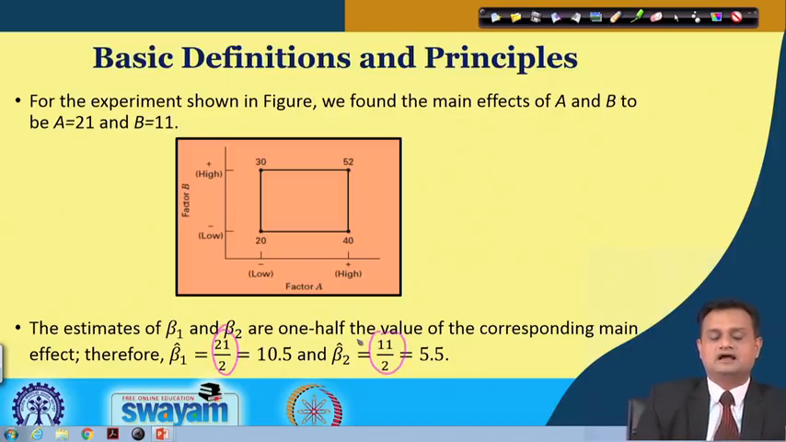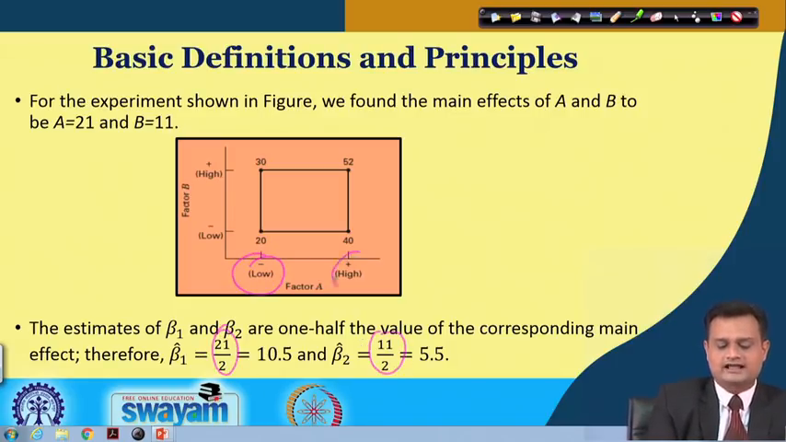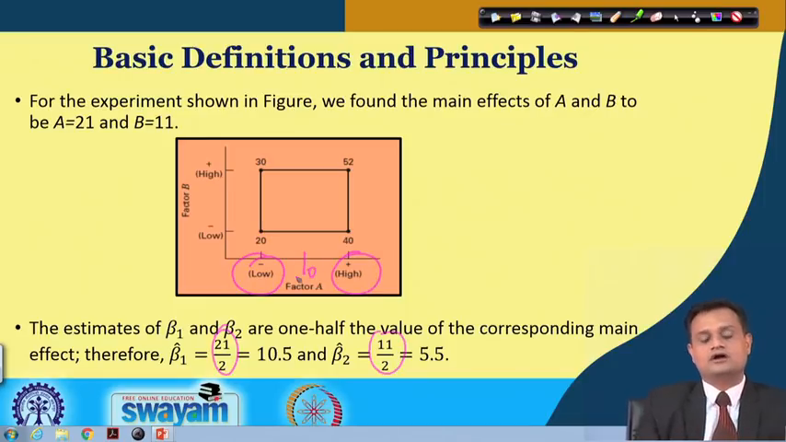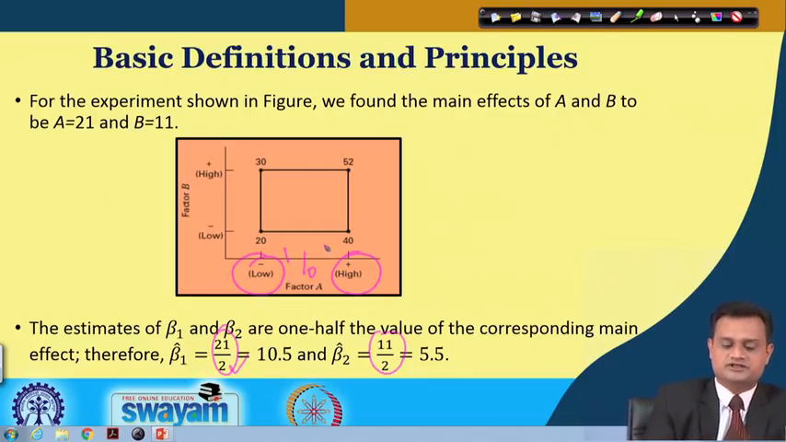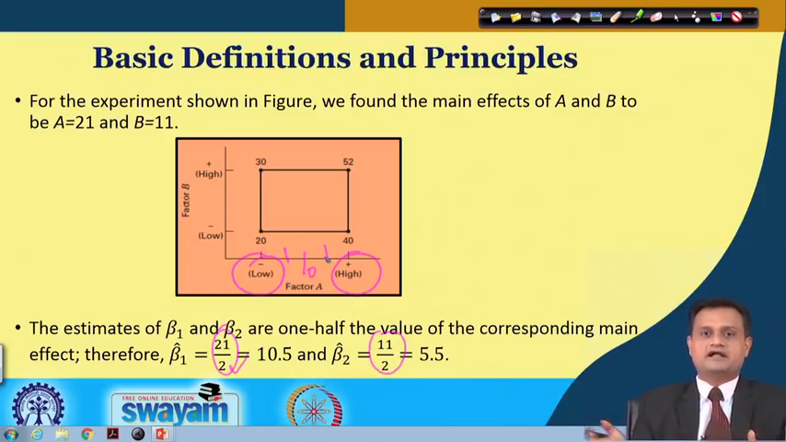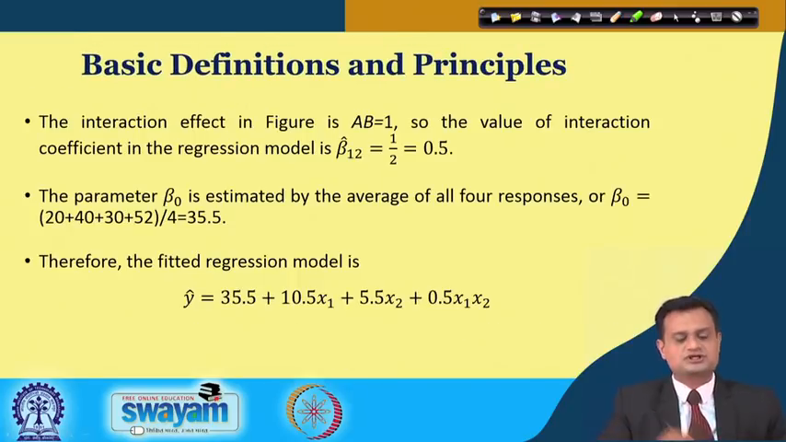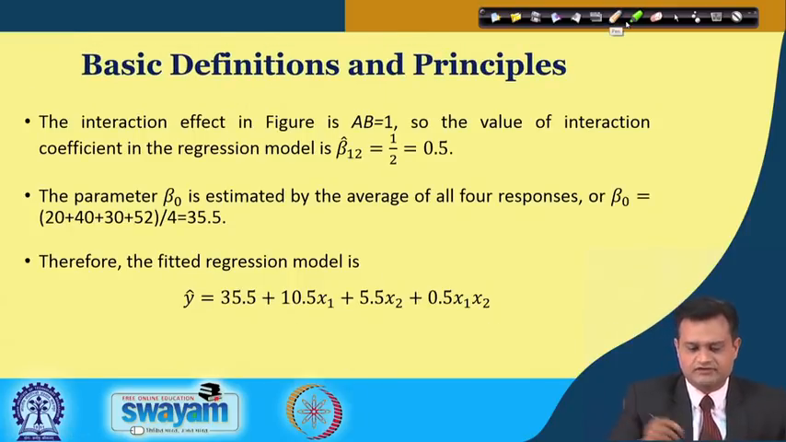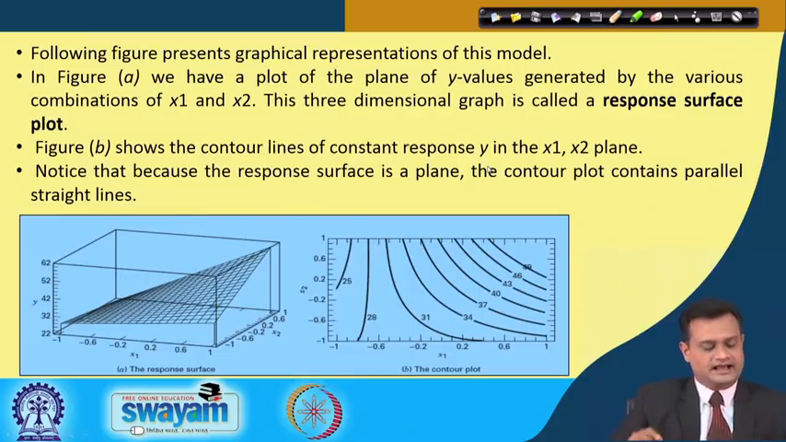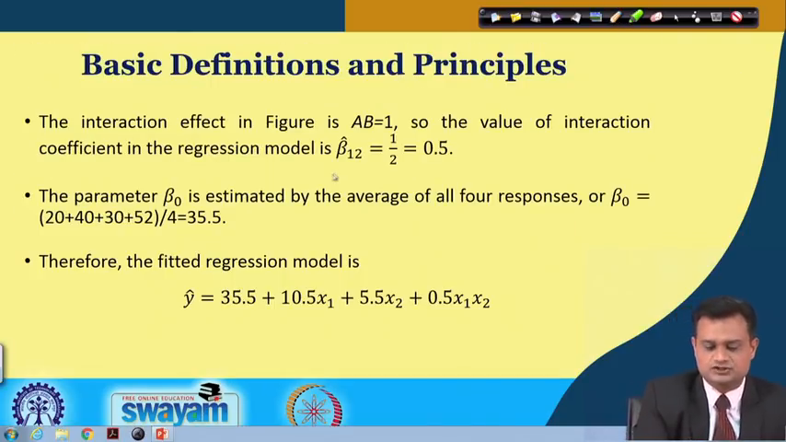It's very simple. I move from low to high level, in between there could be 0, and hence I am moving 2 steps. So my average value will be 21 by 2. This is 1 unit, this is 1 unit. So I am moving by 2 steps. So I am taking the average of this, that is 21 by 2, this is 11 by 2, 5.5. So this is the simplest way, in fact not much of a statistical approach, but I can estimate my beta 1, beta 2, and the same way I can do beta 1, 2.